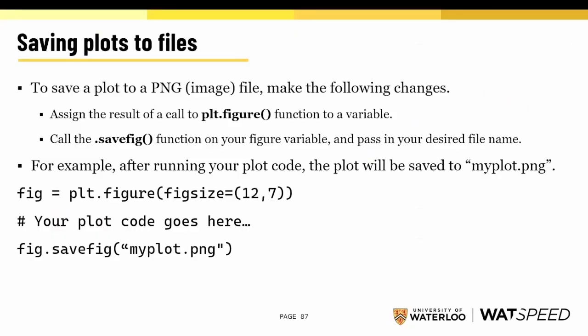All we have left to do now is save our new plot to an image file. In order to save a plot to a PNG or an image file, we need to make the following changes to our code. We assign the result of the call to plt.figure to a variable, which we've already done in our example, and then we call the savefig function on our figure and pass in our desired file name. In the code example on this slide, we're saving our plot to myplot.png, and we're going to do the same thing with our plot in our code. Let's switch back to Spyder.